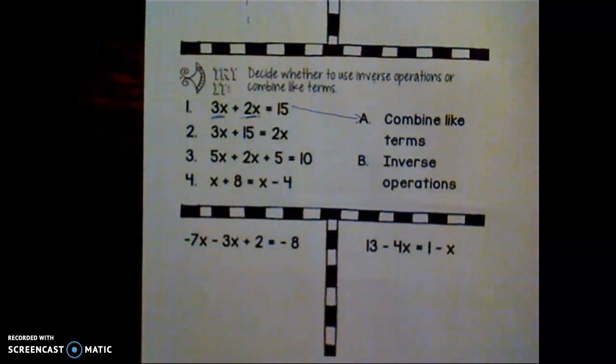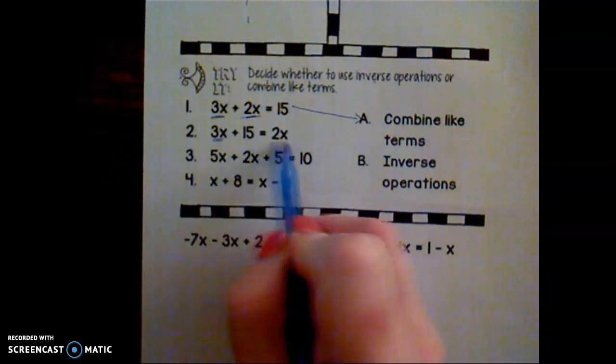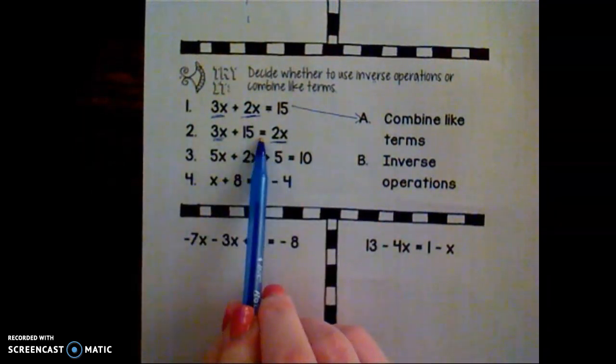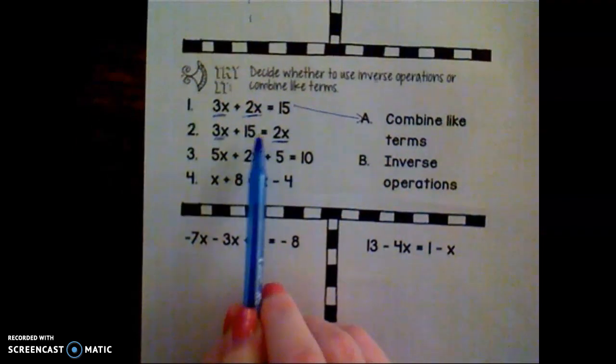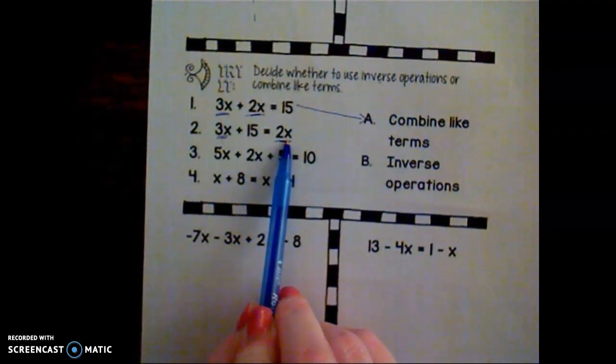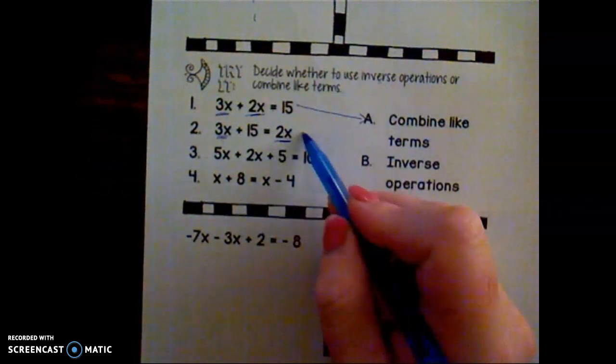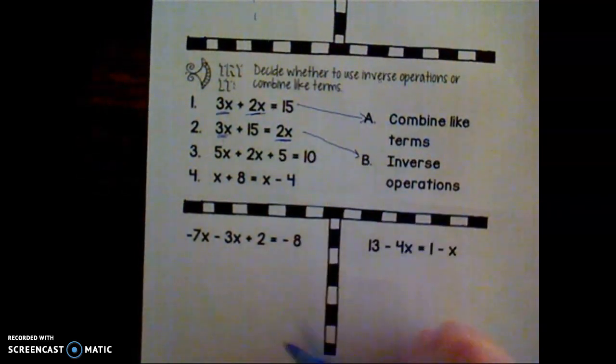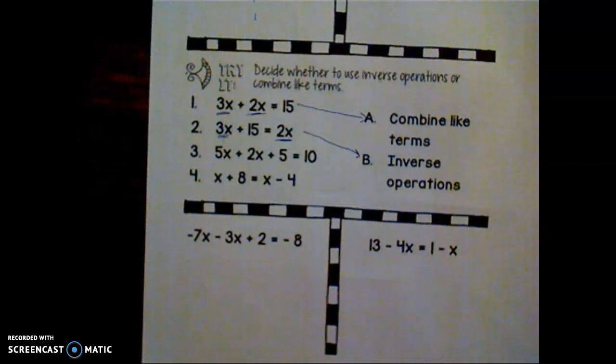On number 2, the 3x and the 2x, are they on the same side or opposite sides of the equal sign? Well, one is to the left and one is to the right. So those are not like terms. We'll have to use inverse operations on these. So you try number 3 and 4. See if you can pick which one is combining like terms and which one we'll have to use inverse operations on.